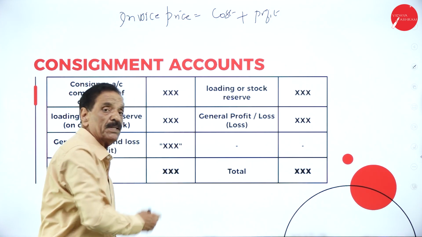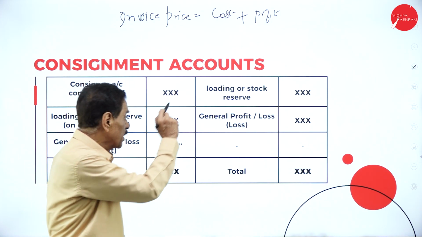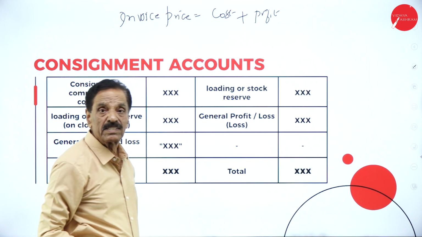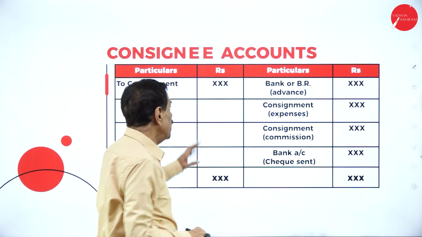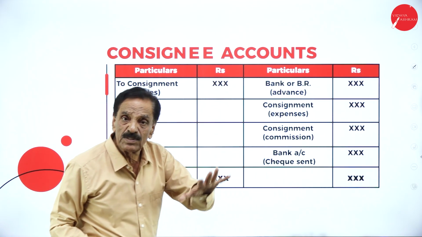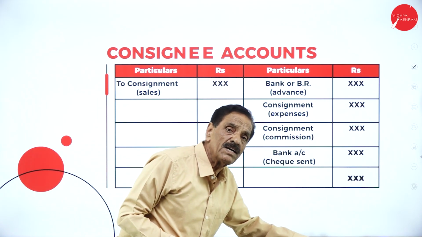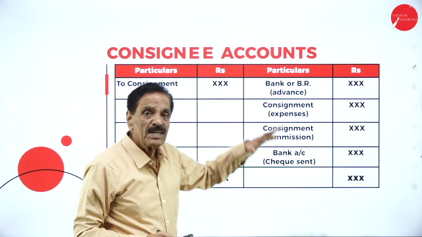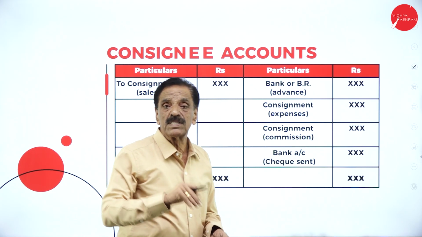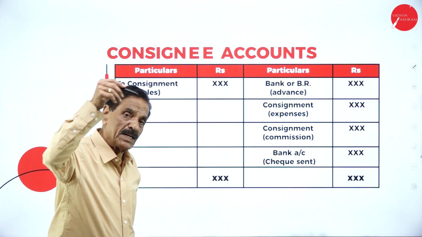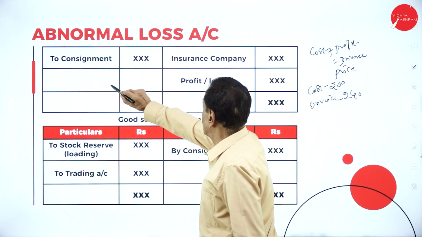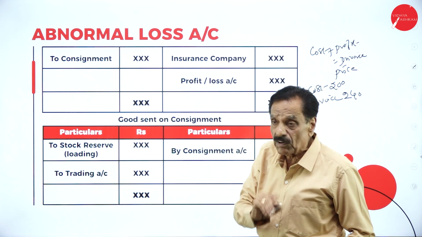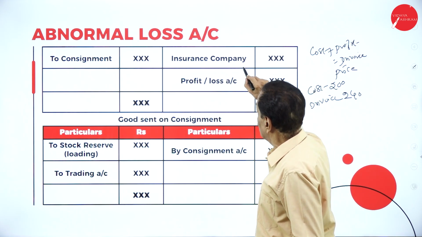If the difference comes to the debit side, it is called profit. If the difference comes to the credit side, it is called loss. Then in the consignment account, when you make the sale, the amount lies with the consignee. He will deduct his advance, his expenses, his commission, and whatever balance is left over is sent by the consignee to the consignor. Then here, this is a consignment account which includes the invoice paid by the insurance company here.